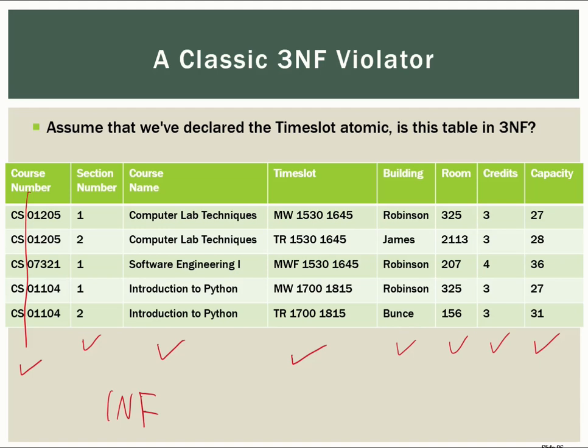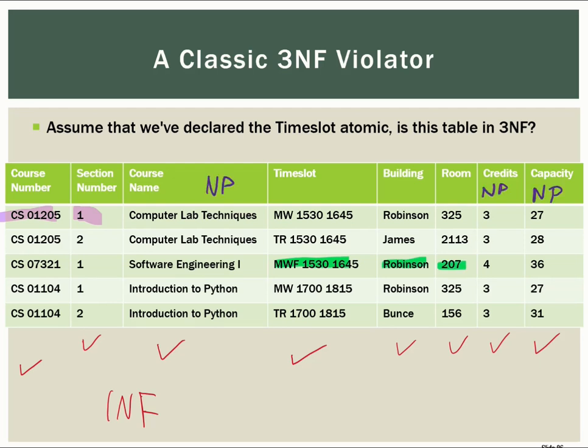Well, to be in second normal form, we have to look at all the candidate keys. When I look at this, there are a few candidate keys that could come to mind. So one of them could be the course number and the section number. That could represent one specific section. So I think that is a candidate key. Are there other candidate keys? Well, I could say that the time slot is a candidate key along with the building and the room.